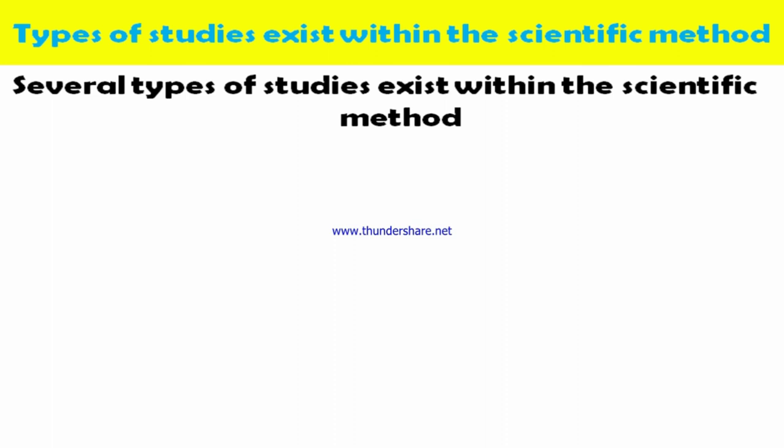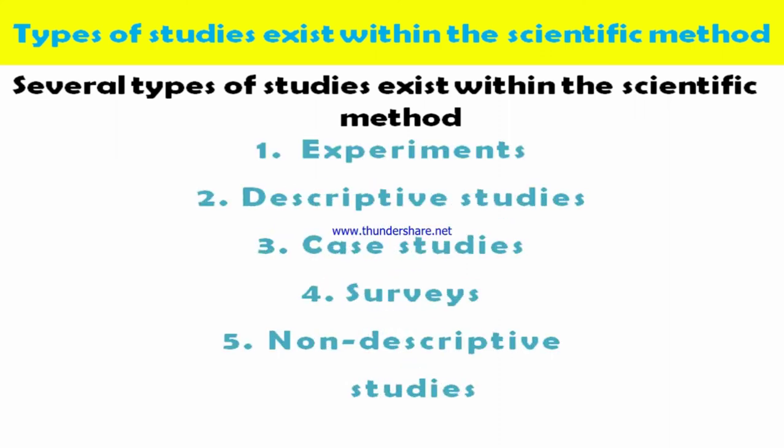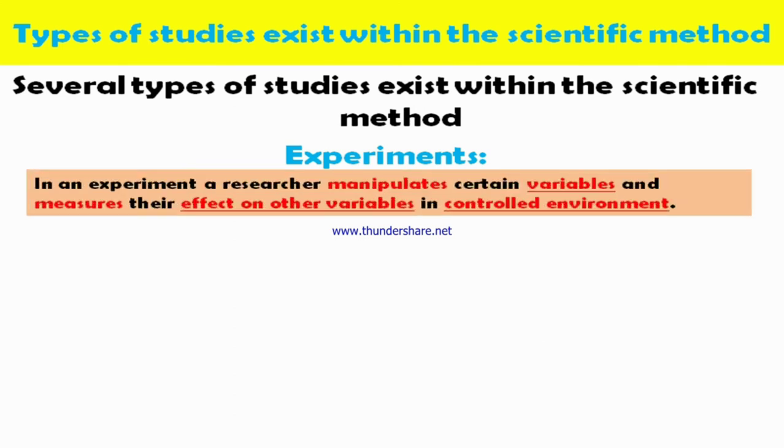The types of study existing within the scientific method. There are several types of studies existing within the scientific method, that is experiments, descriptive study, case study, surveys, and non-descriptive studies. Now the first one is experiment. In an experiment, a researcher manipulates certain variables and measures their effect on other variables in a controlled environment or constant environment.